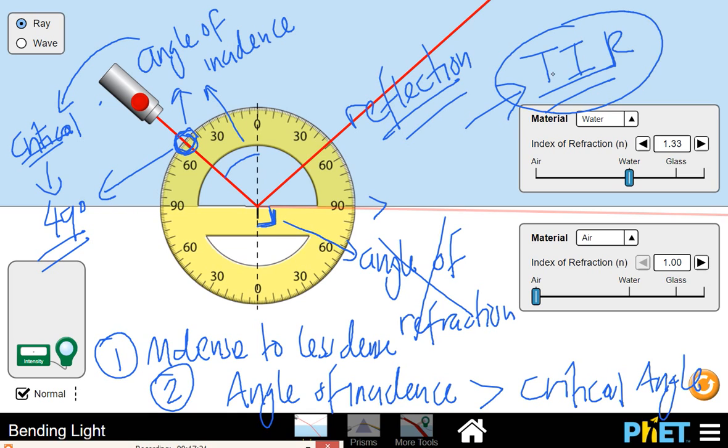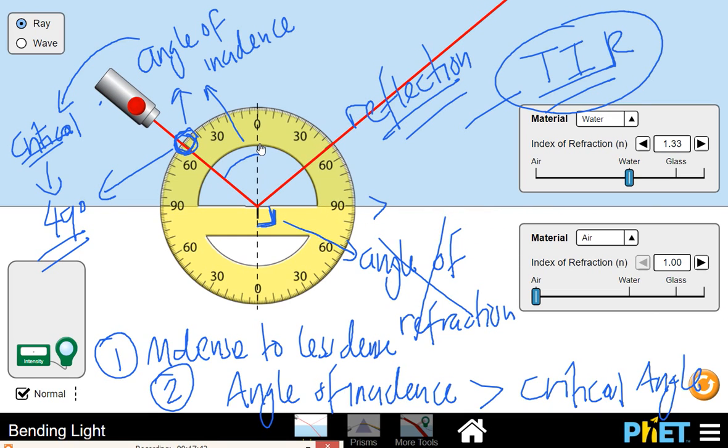Total internal reflection is when you get a complete reflection of light within the medium. As you can see, the light only stays in the medium itself. If I increase the angle, the light just stays in the medium, doesn't leave. And for that to happen, you need two conditions. The first condition is light needs to move from a more dense medium to a less dense medium. And the second is the angle of incidence needs to be greater than the critical angle. So therefore, for water, in order for you to get total internal reflection, the angle needs to be greater than 49 degrees.